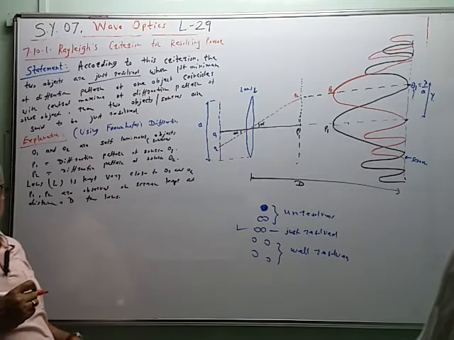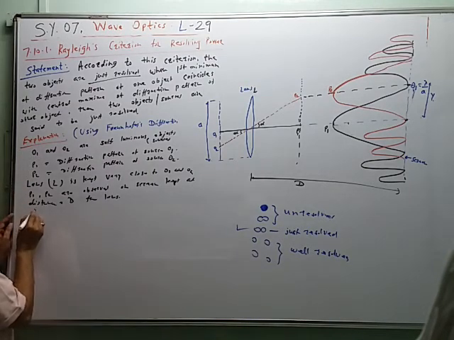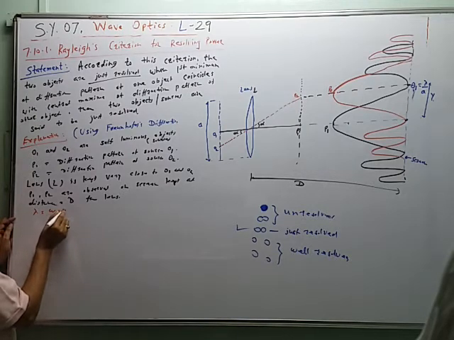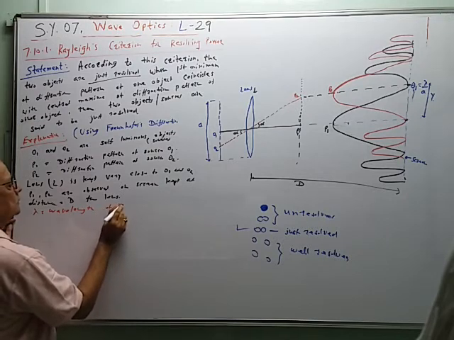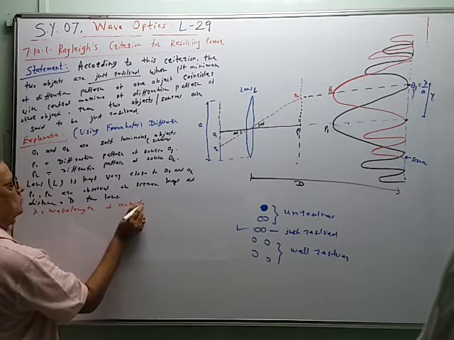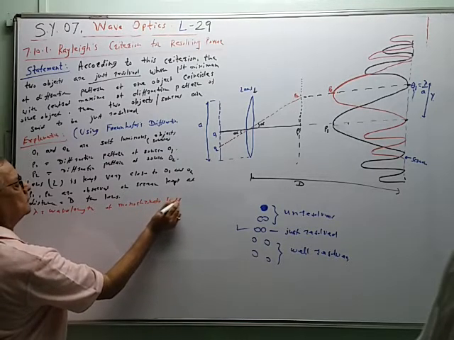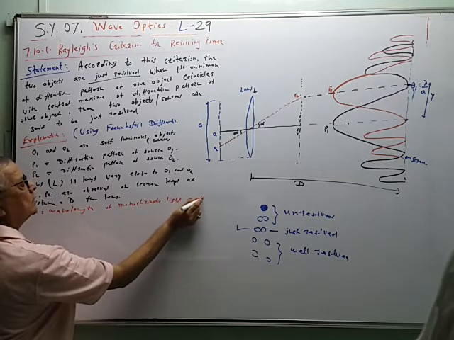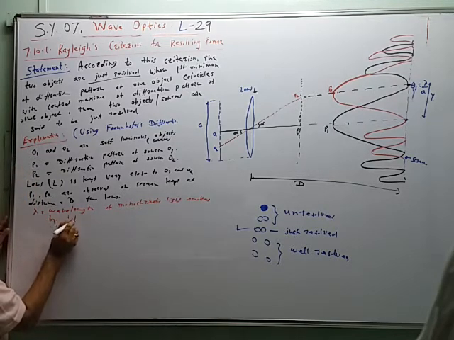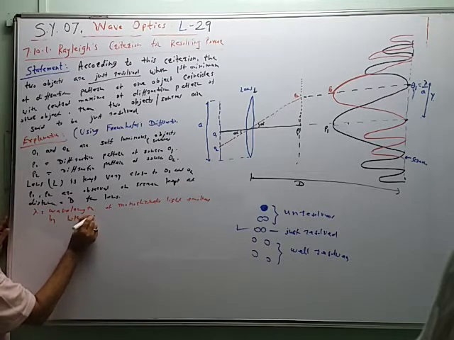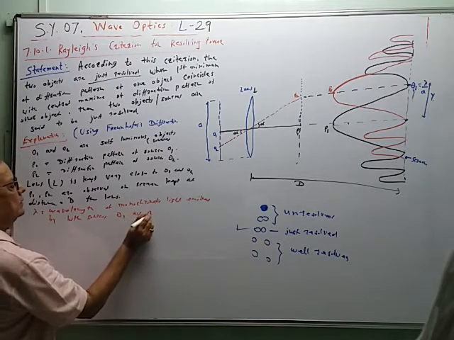So what is the condition that we can give? Lambda is equal to the wavelength of monochromatic light emitted by both sources O1 and O2.